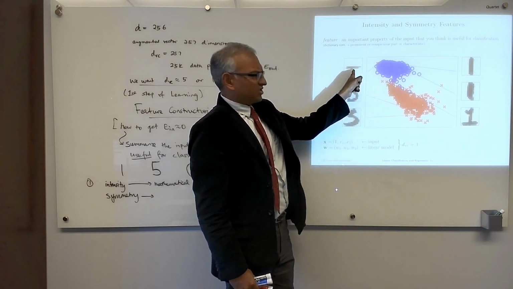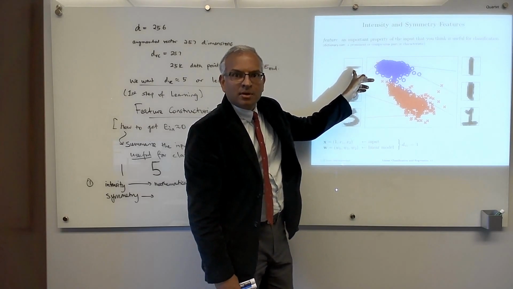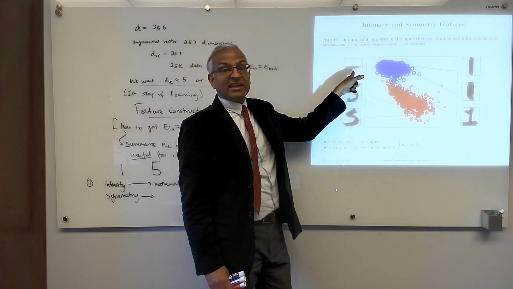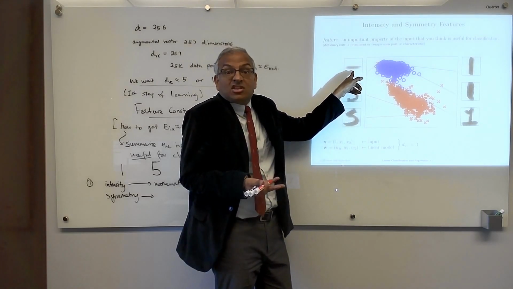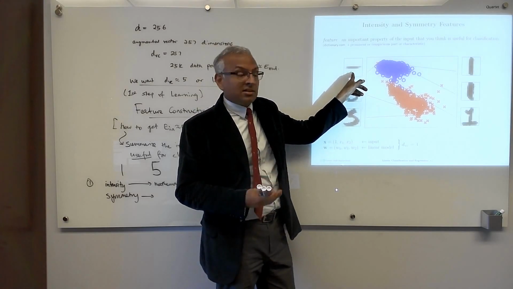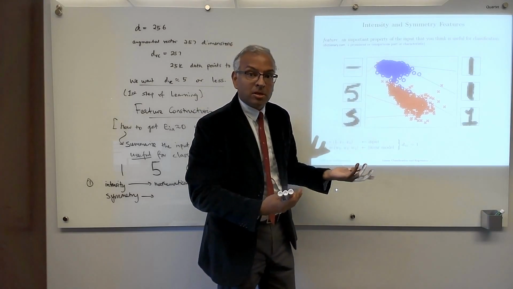And this thing is very symmetric, but it's a 5. I don't know who writes a 5 like that. Not me. Okay, but that's the data. You can't argue with the data. The data says that's a 5, and that's going to cause problems for machine learning.